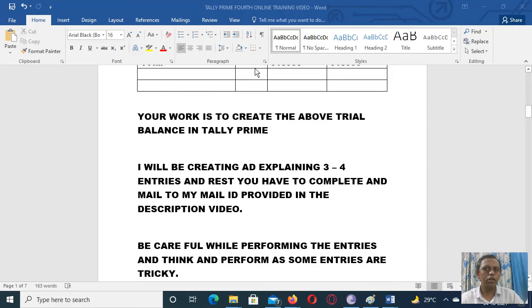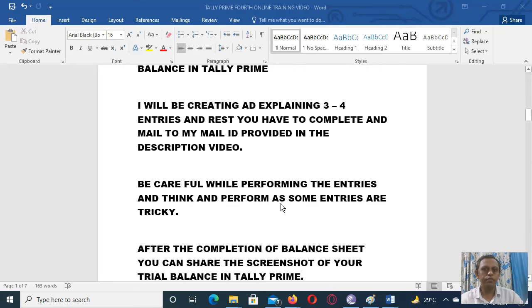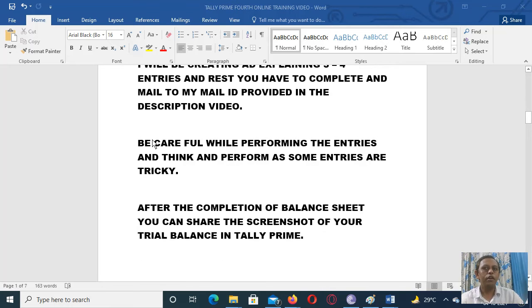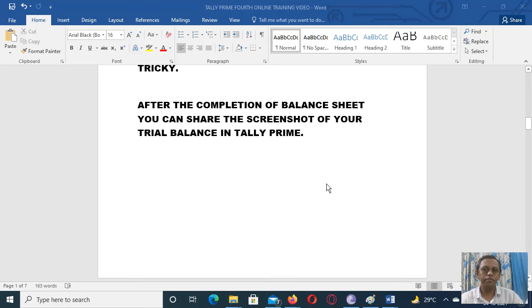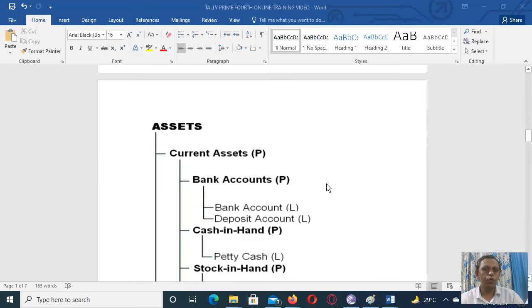Your work is to create the above trial balance in Tally Prime. I will be creating and explaining 3 to 4 entries, and the rest you have to complete and mail to my mail ID provided in the video description. Be careful while performing the entries, and think and perform, as some entries are very tricky. After the completion of the balance sheet, you can share the screenshot of your trial balance in Tally Prime through my email ID.